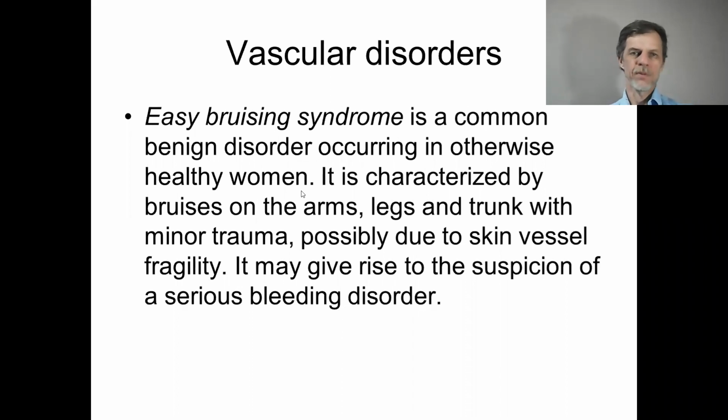Easy bruising syndrome. Easy bruising syndrome is a common benign disorder occurring in otherwise healthy women, characterized by bruises on the arms, legs, trunk, with minor trauma, possibly due to skin vessel fragility. It may give rise to the suspicion of a serious bleeding disorder. So we don't know why, but some women have weak and fragile vessels. And that's why even just if you touch, you press, immediately in this site you have some blue and black marks.